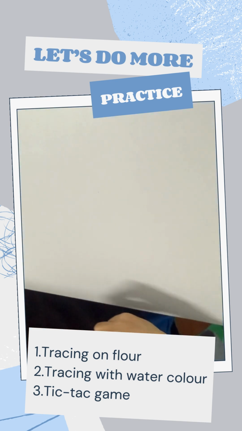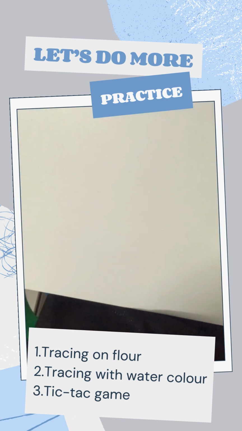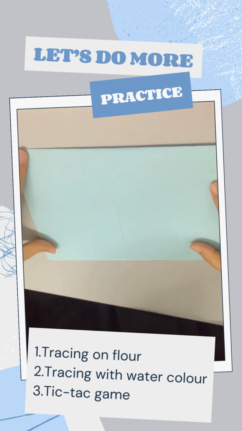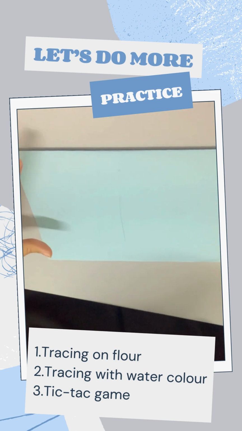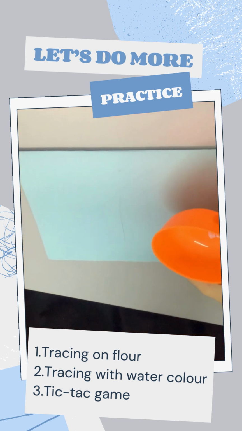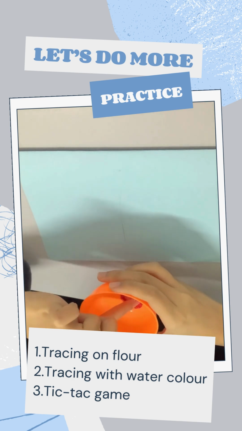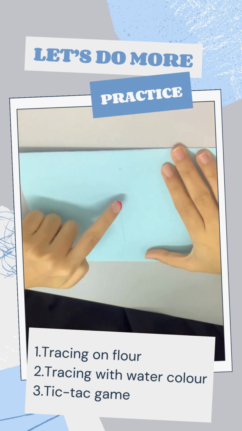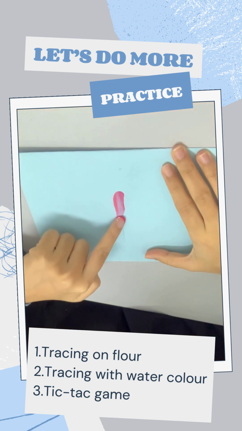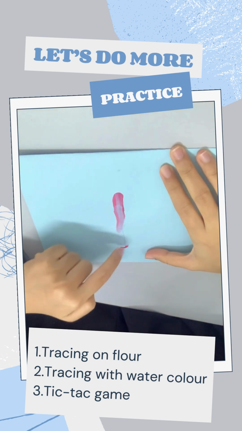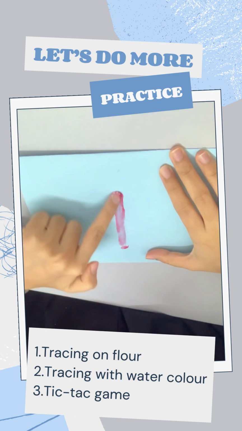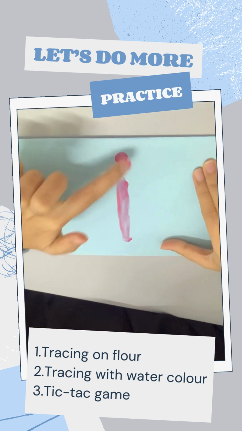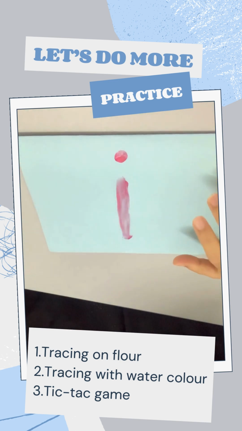The next one, we can do the watercolor. So we write the alphabet on paper, and I've prepared a watercolor here. We mix the watercolor, and then we trace according to the alphabet here. Straight down, yeah, straight down, and then we make a dot. It's an I.